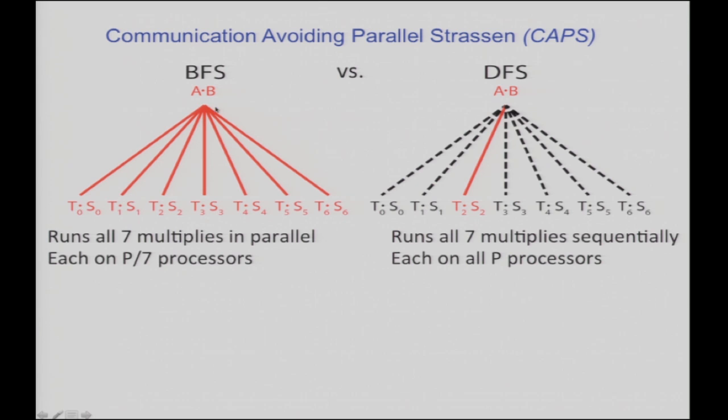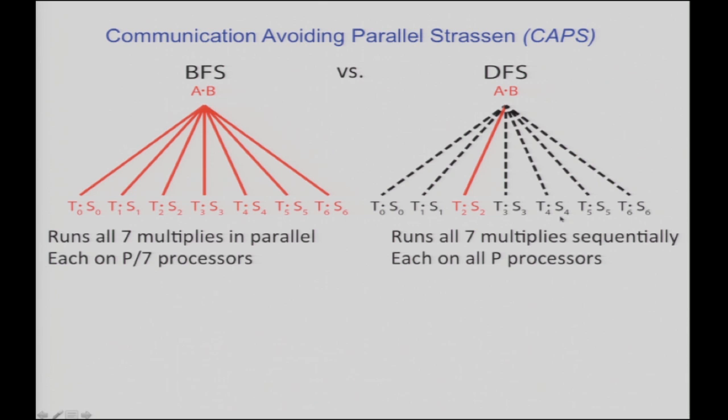So the question is, how do I traverse this tree? I have 2 choices, breadth first search, BFS, and depth first search, or DFS. In breadth first search, which is the most parallel thing, I will take my P processors that I have available, break them up into 7 groups, assign P over 7 processors to each of these, and run them all in parallel. The alternative is to take all P processors and do each subtree one at a time. Each one is going to run faster, but I'm going to do them one at a time.